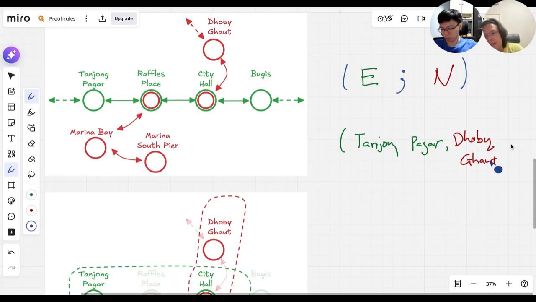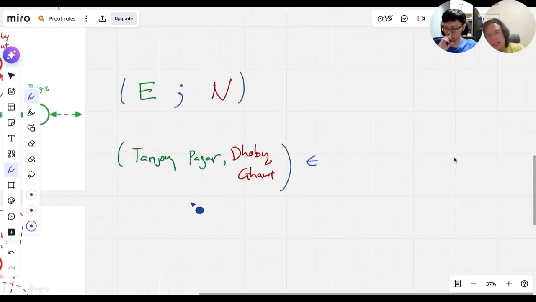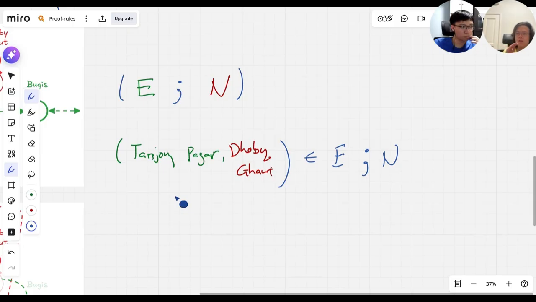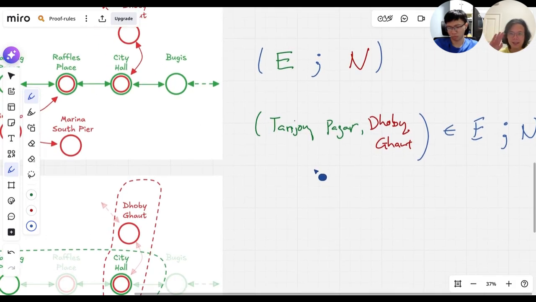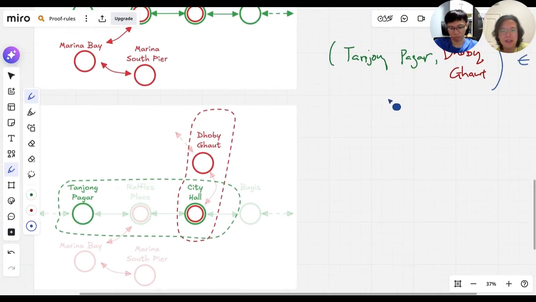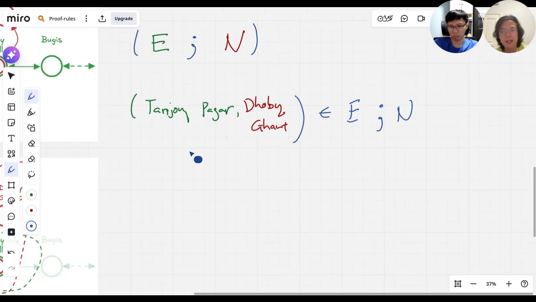This would be a pair that exists in the relation E semicolon N, because we're taking one step, which could be multiple stations, but quote unquote one step on the east west line, and then one step on the north south line. That's the idea, right? So this is an example pairing that you can find in E semicolon N.